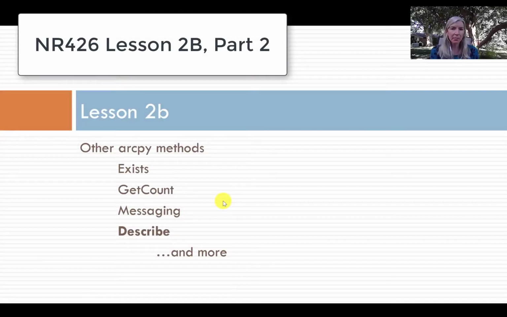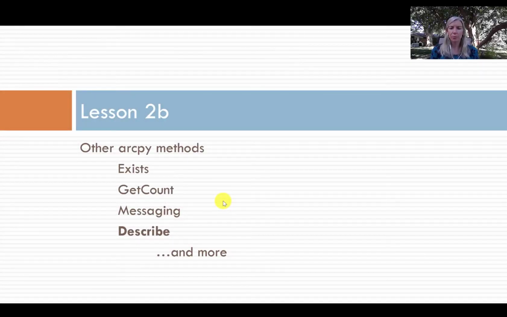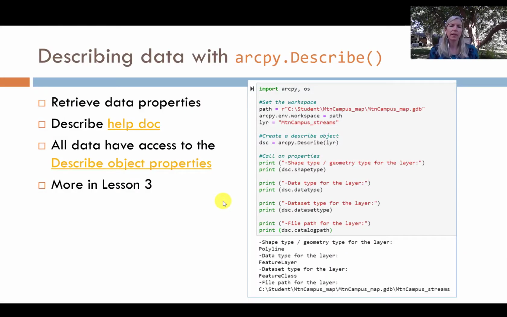Moving on now to the last part of Lesson 2, Lesson 2B, where we will talk about the describe method and the describe properties that you can retrieve from data. Describe is one of those non-tool methods that you can call on data, and what it does is create another object. It returns an object that you can grab as a variable, and then that object allows you to retrieve multiple data properties about the thing you called it on to start with.